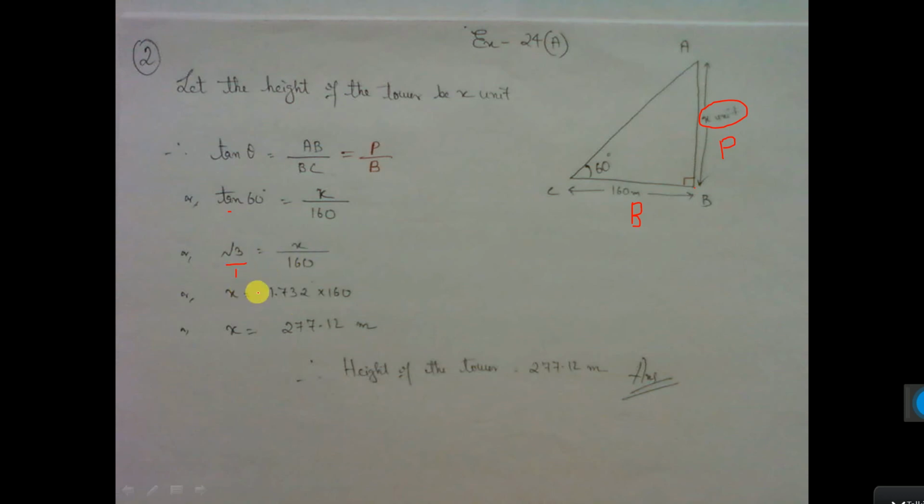And now root 3 value is 1.732. You have to memorize the value of root 3. Now if you multiply, this is the answer. X is this, means the height AB is this. So this is the height of the tower.